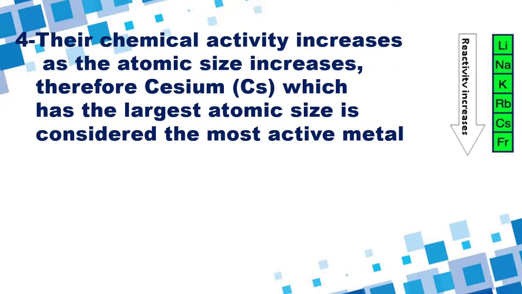Another property of alkaline metals is that their chemical activity increases as the atomic size increases. Number 4, cesium, which has the largest atomic size, is considered the most active metal. The activity of group 1A increases from top to bottom, so lithium is the least active and cesium is the most active. The metallic property increases from top to bottom because losing an electron becomes easier when the energy level increases, and so the activity increases.